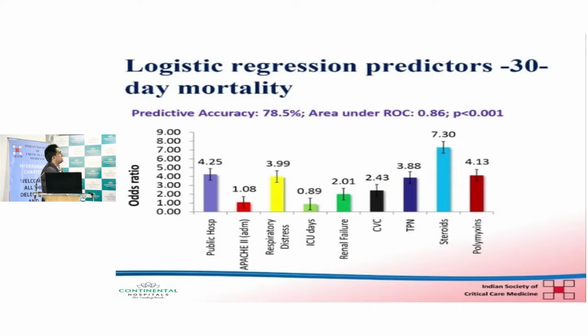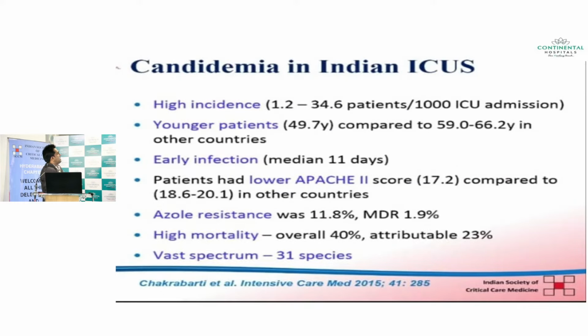Logistic regression predictors of 30-day mortality, with significant odds and P values, gave these independent risk factors: public health hospitals, because of the large number of patients they take, ICU days, renal failure, CVC, TPN, steroids, and use of antibiotics like polymyxin. These are all independent risk factors which can increase mortality. An interesting thing here is the Apache scores. Even in India, with low Apache scores, we get invasive candidiasis and mortality is high. Isn't it?